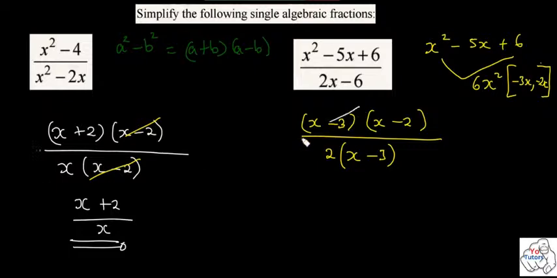Then from there, you can cancel out what is common. And when you cancel, you're going to be left with x minus 2 over 2. Okay, that's what you're going to get there. That will be the final answer.